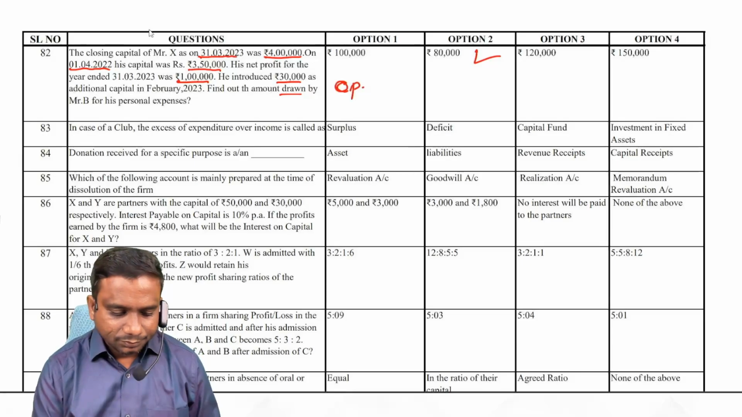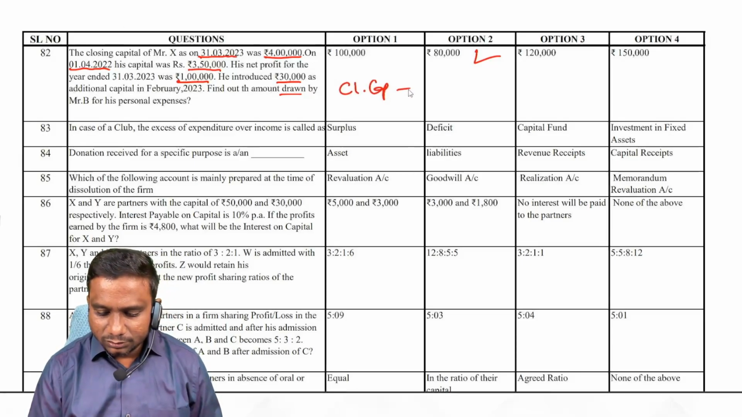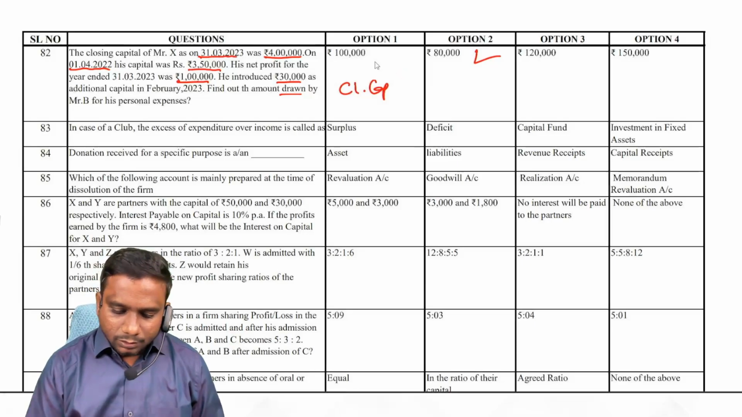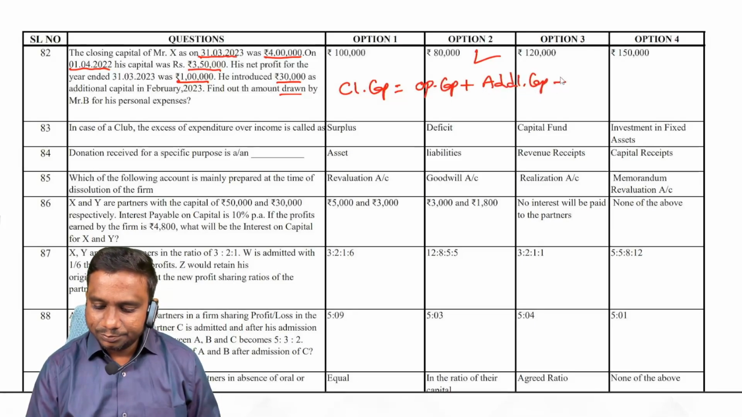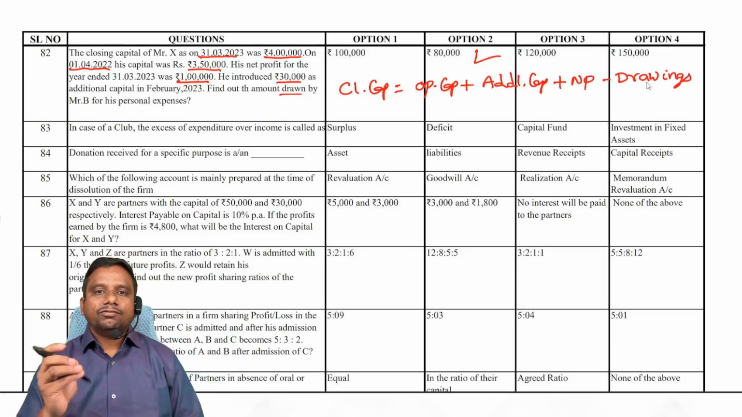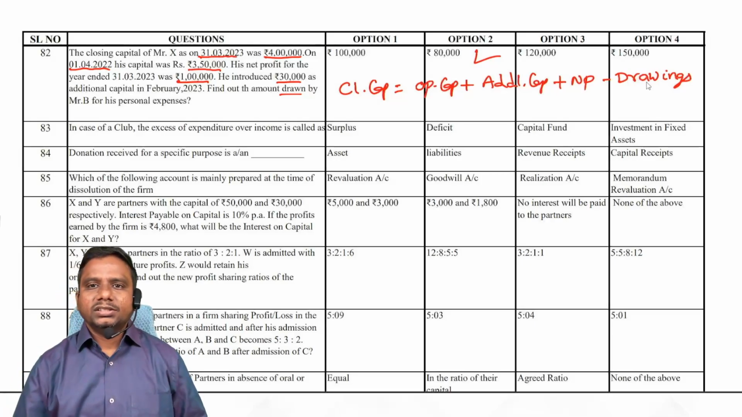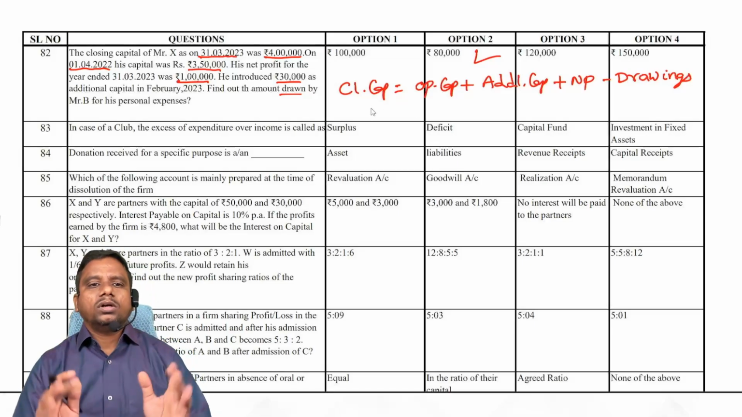This is the fundamental equation. Closing capital is equal to opening capital plus additional capital plus net profit minus drawings. Now, from this equation you can calculate whatever you want.